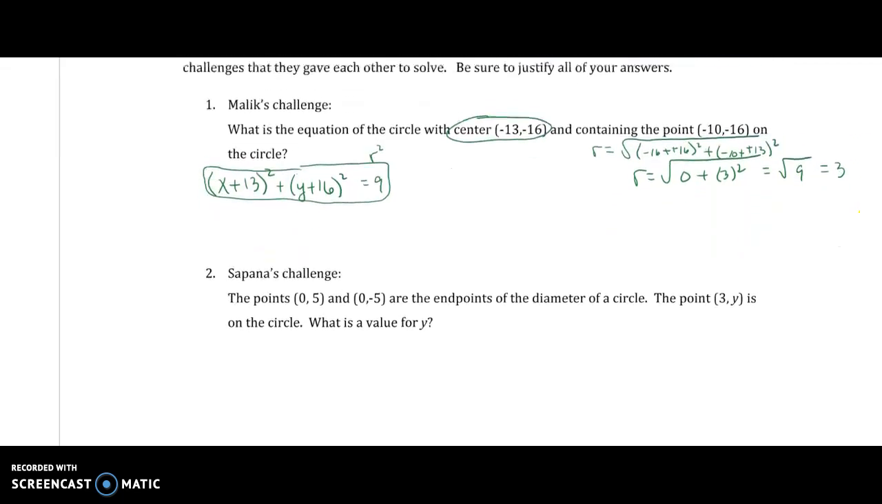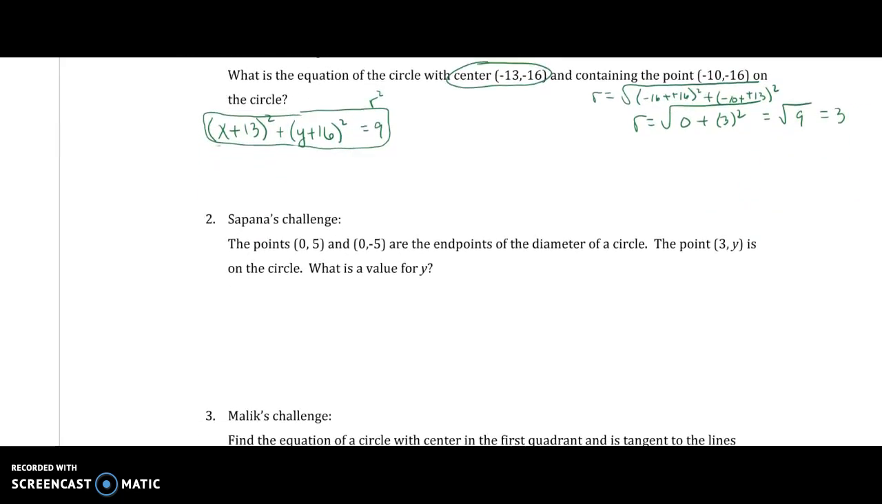Okay? Number 2 says the points 0, 5 and 0, negative 5 are endpoints of the diameter, and the point 3, y is on the circle. What is the value for y? Well, what we have to do is find the equation of this circle. So right away, I'm going to find the midpoint of 0, 5 and 0, negative 5. That's going to give me the center.